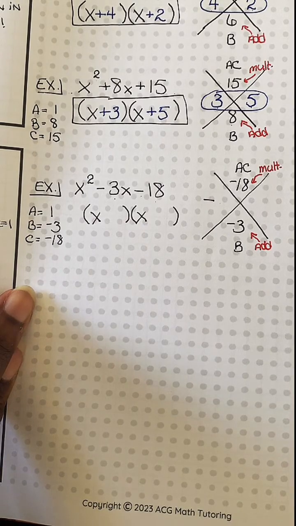Nope, just the A and the C is what you multiply. The bigger number is going to be negative. Thank you. There you go.